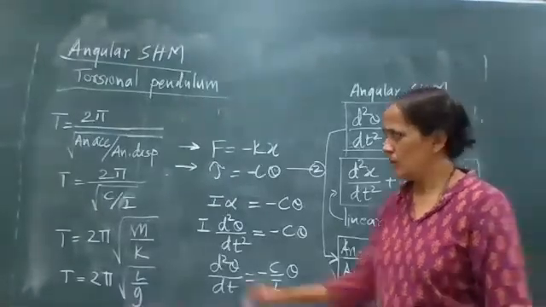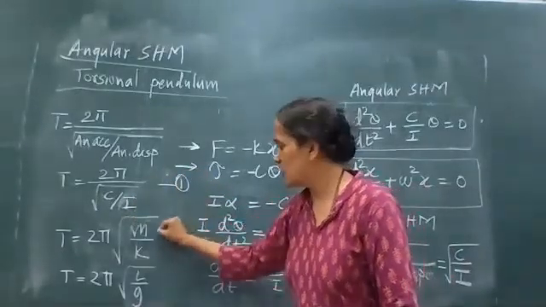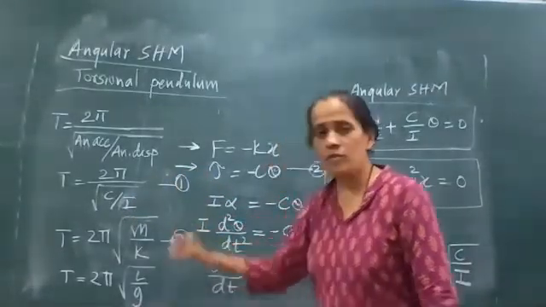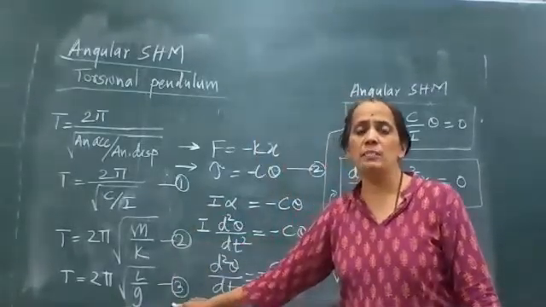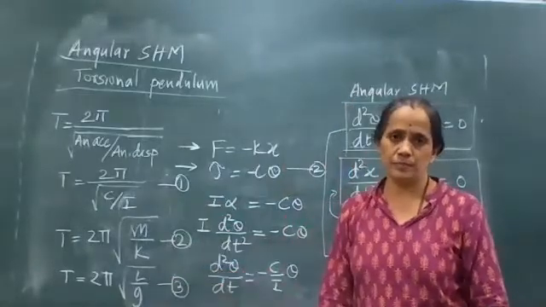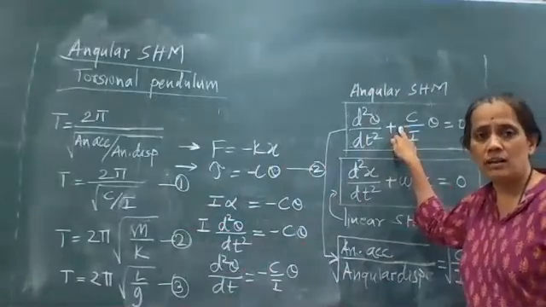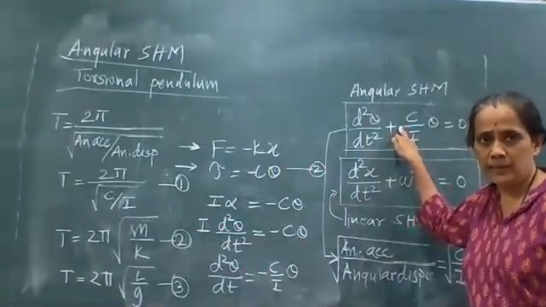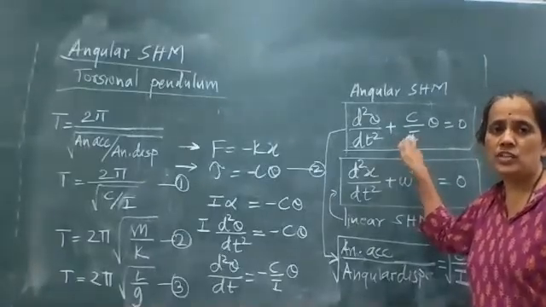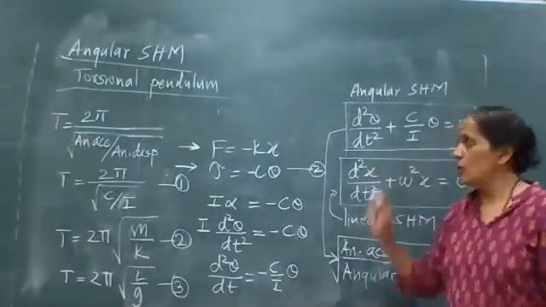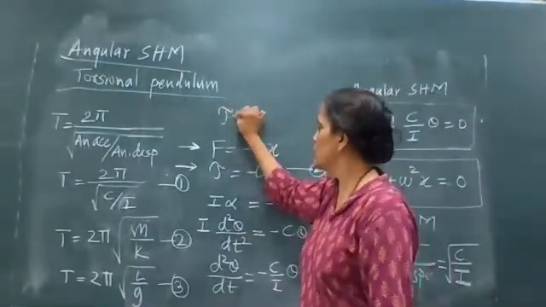Clear? So don't get confused. This is the first formula for period of angular oscillation. This is the formula for period of spring. This is the formula for period of simple pendulum, or I can say period of linear. And here we have solved the differential equation for angular. Get it? So this is your 2 mark question: derive the expression for the differential equation of angular section.